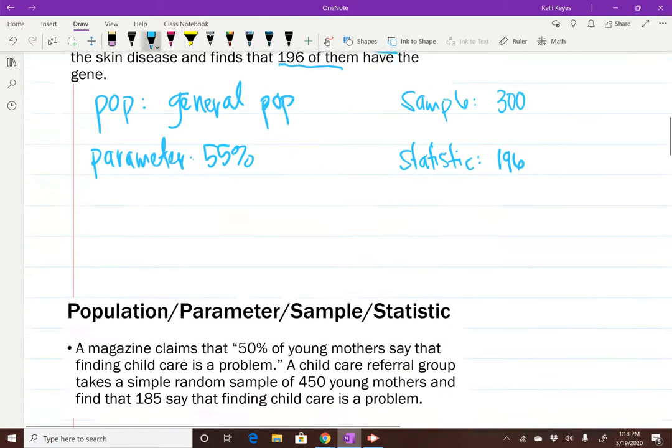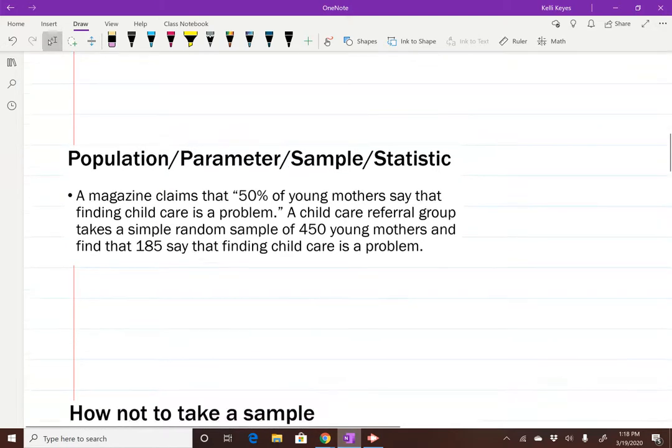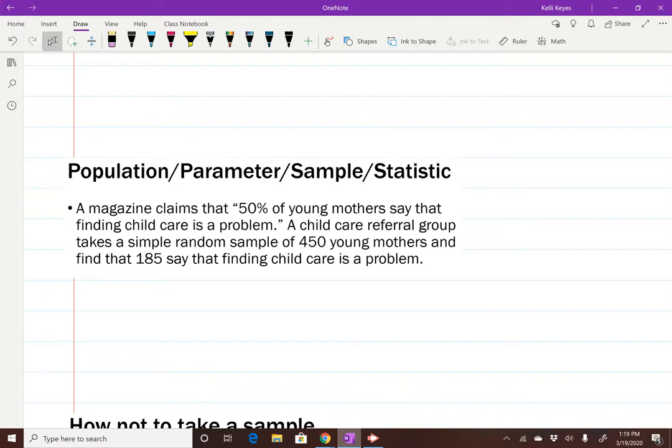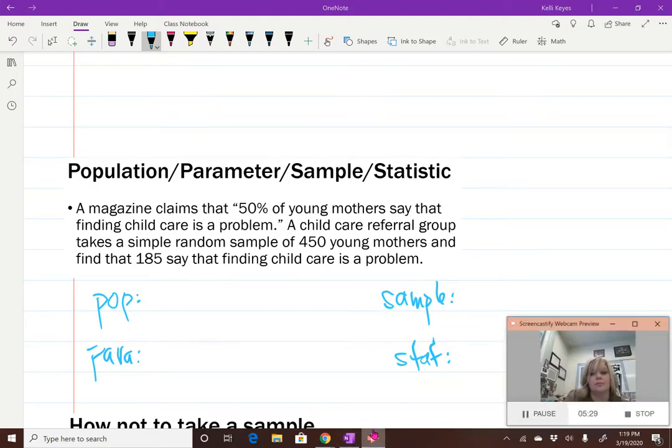So I want you to try this one on your own. I'm going to pause this for a second, and if you need to pause it too, but I want you to identify the population, the parameter, sample, and statistic. I'm just going to abbreviate everything. Sorry for the messy handwriting, but if you will just do this on your own, just to make sure you understand everything, and then we'll go from there.